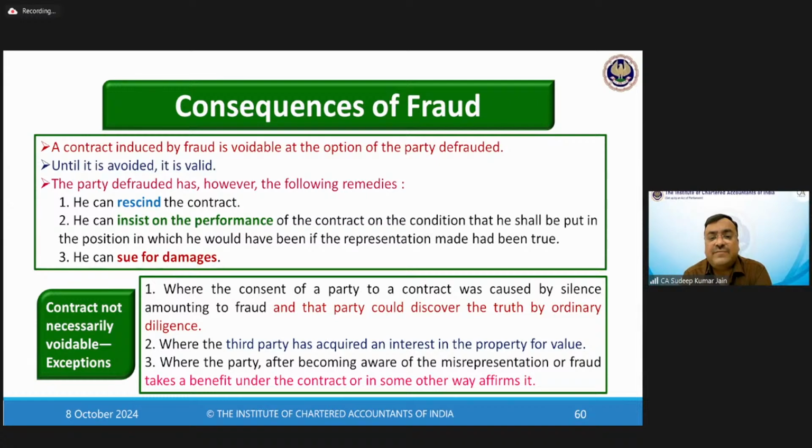Third, where the party, after becoming aware of the misrepresentation or fraud, takes benefit under the contract or in some other way affirms it. आपको पता है, you know there is fraud with you, and you have confirmed, okay sir, that's no problem, I can use this shirt. घर में पहनने की जरूरत थी, हम उसको यूज कर लेंगे. So in these cases, you cannot avoid the contract, right?